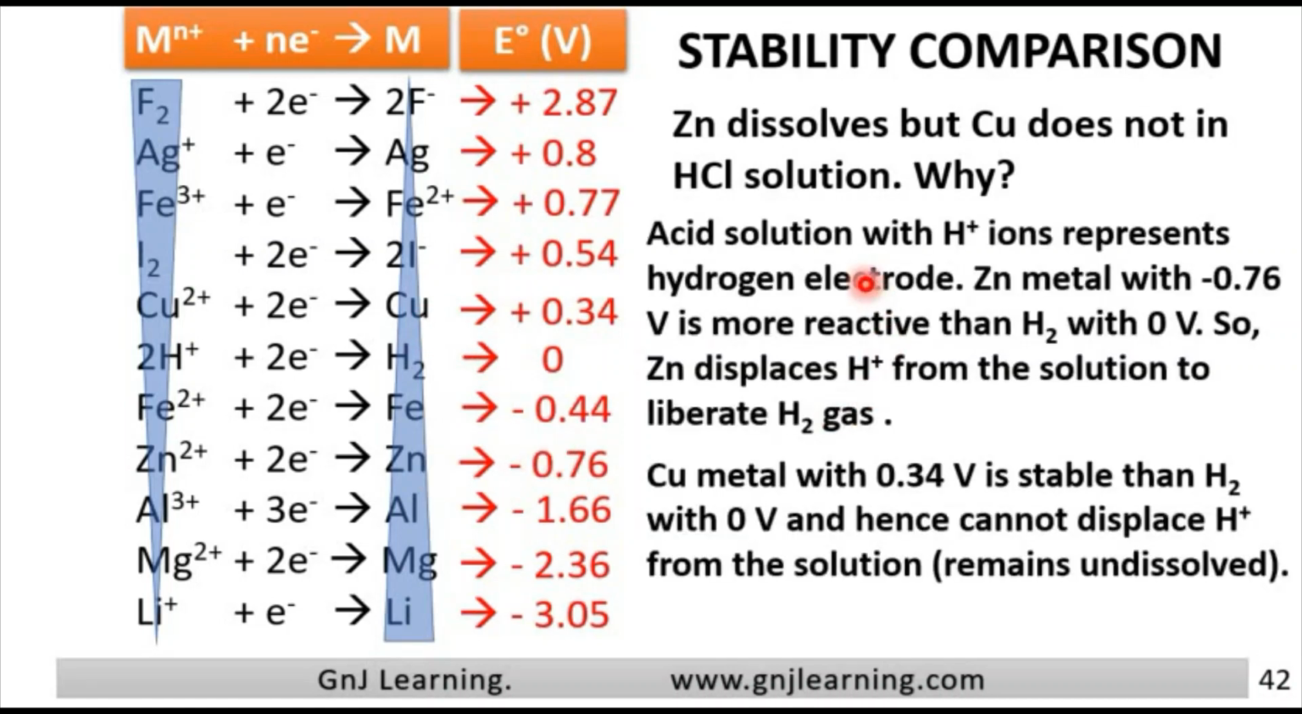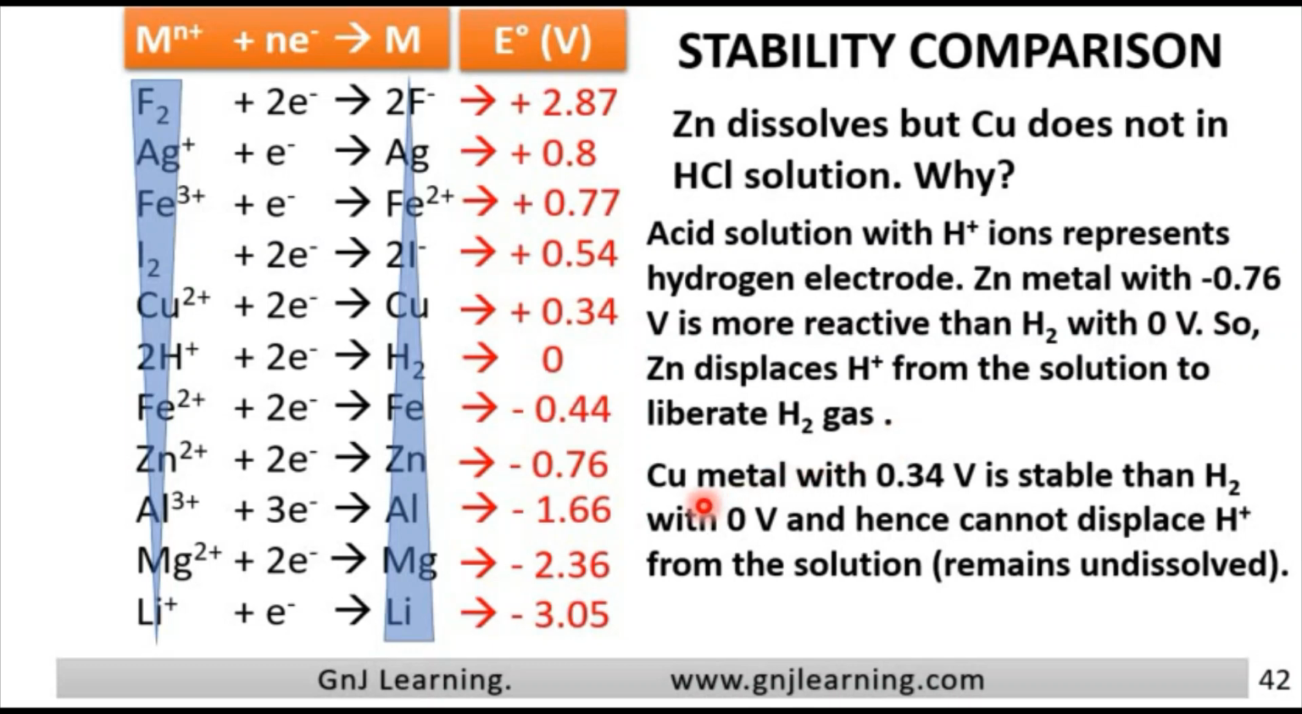You can see the acid solution with H plus ions represents the hydrogen electrode. Zinc metal with a negative E0 value is more reactive than H plus/H2, which has 0 volt. So when zinc is in contact with H plus, zinc immediately gives away electrons to H plus, and zinc goes into the solution and H plus becomes H2 gas. So it is liberated as H2 gas.